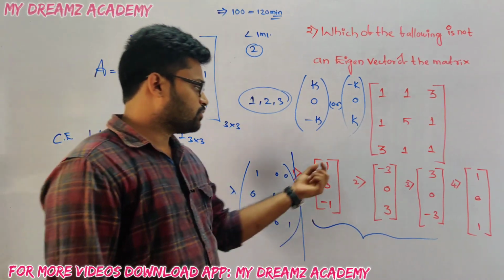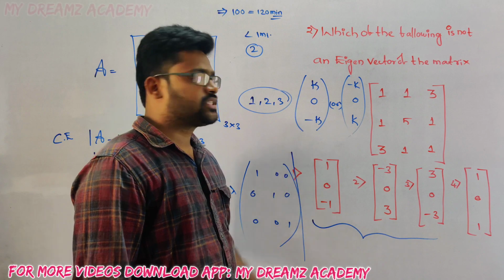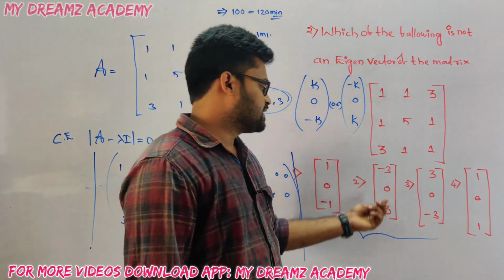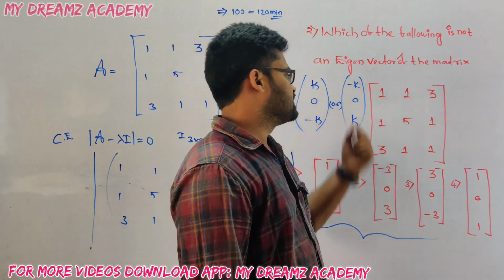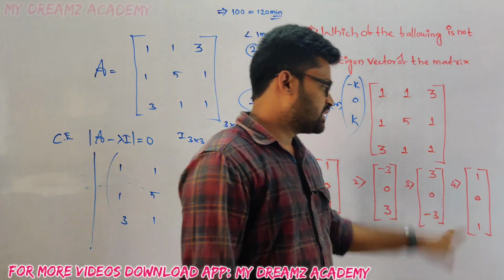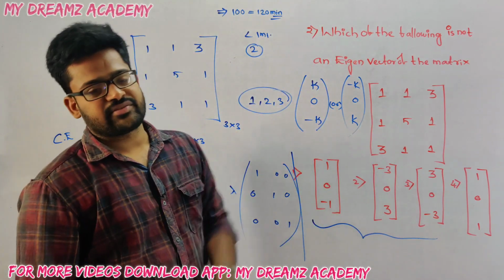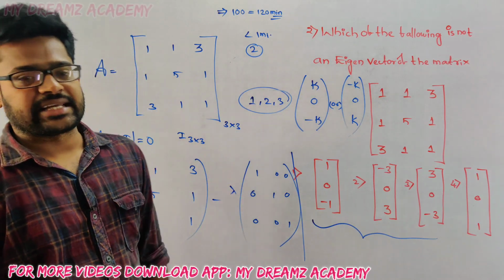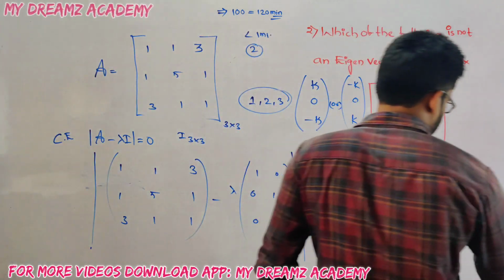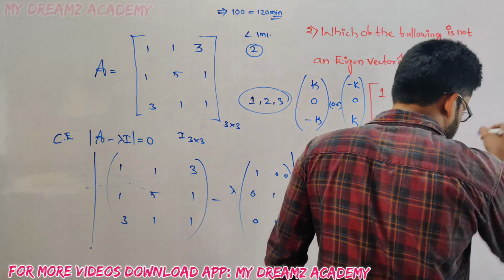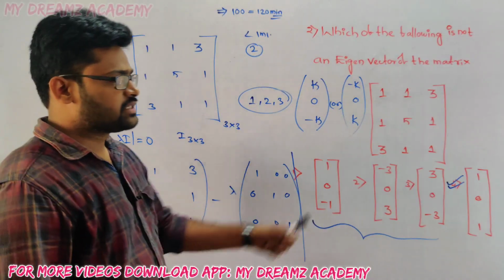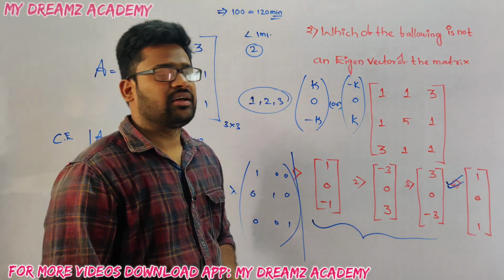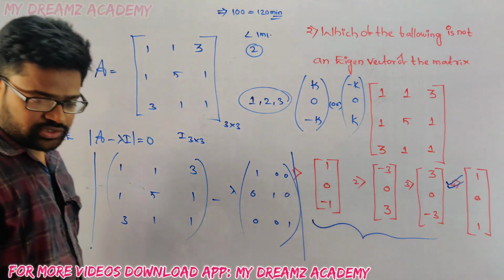So option 1, 1 0 minus 1, it is satisfying the first one. Minus 3 0 3, it is satisfying the second one. 3 0 minus 3, it is satisfying the first one. 1 0 1, it is not satisfying first one as well as second one. So option 4 is correct. This is not an eigenvector for the given question. 1 0 1 is not an eigenvector for the given question. Next we are going to see third question.